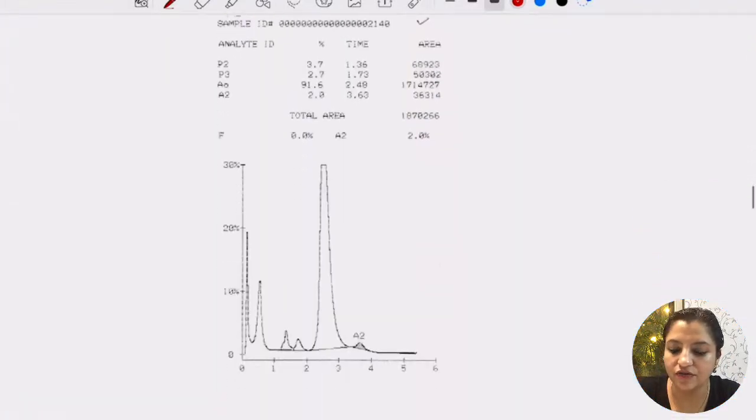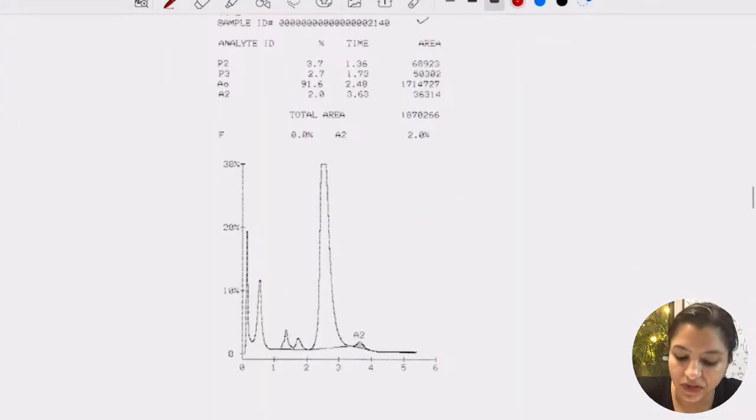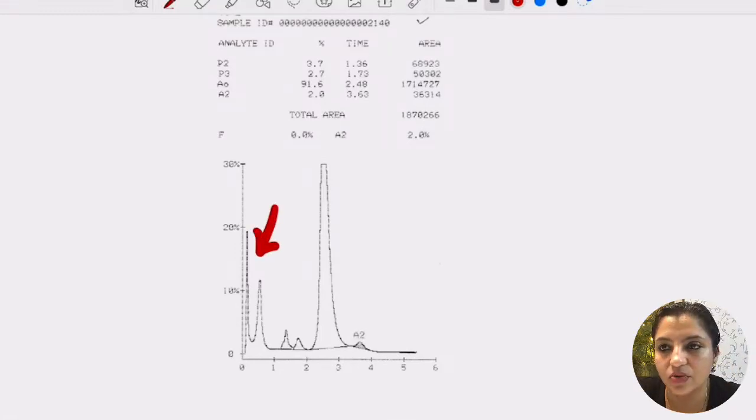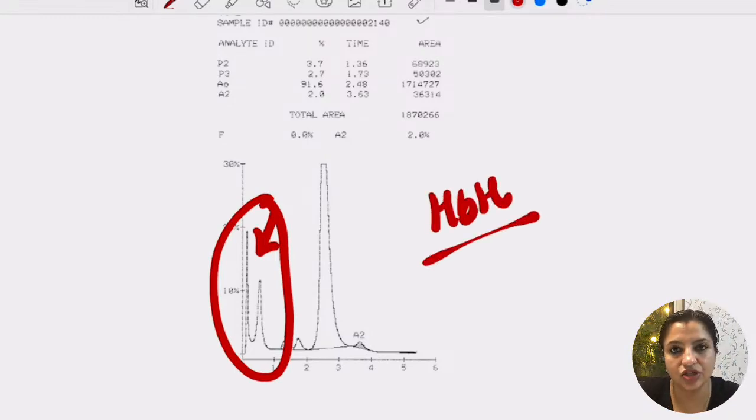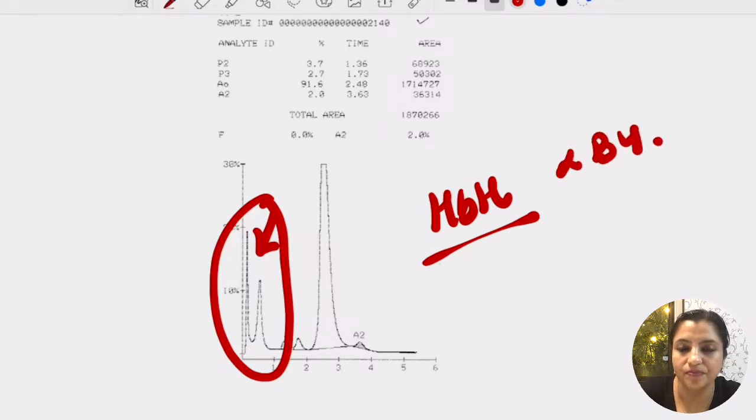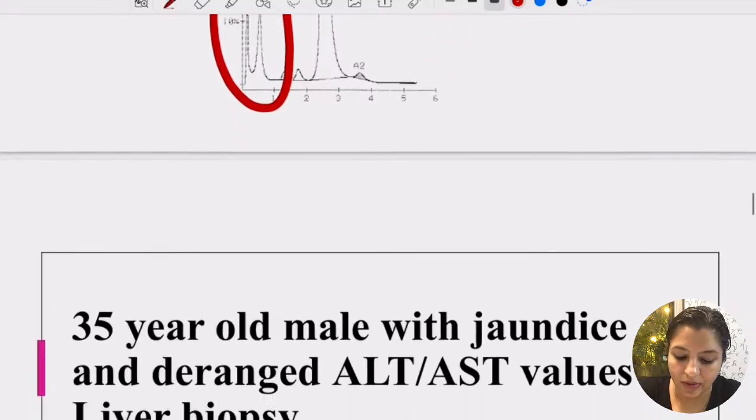And of course, you can confirm it on hemoglobin HPLC, which will show you an M-shaped peak in the early part. When you see this M-shaped peak in the early part, it is usually characteristic of HbH inclusions, and I hope everybody knows HbH is nothing but beta 4, so it is made up of beta 4 chains. Now coming to the next question.